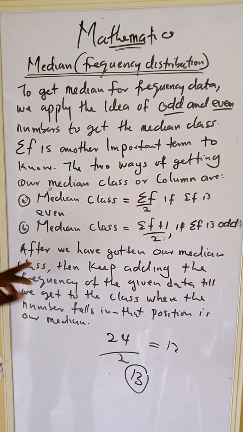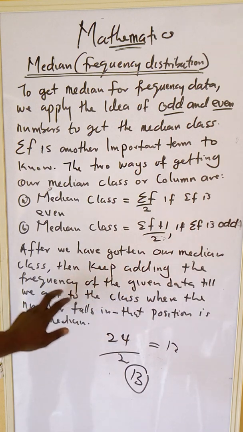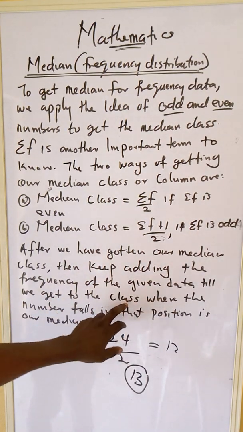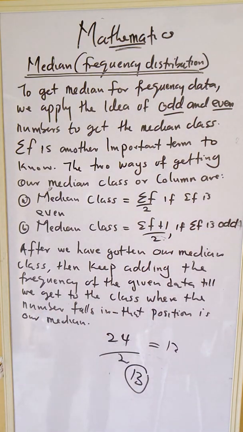That's why everything is written here. After we have gotten our median class, keep adding the frequency of the given data till we get to the class where the number falls in. That position is our median class. So let's take one example to demonstrate this.